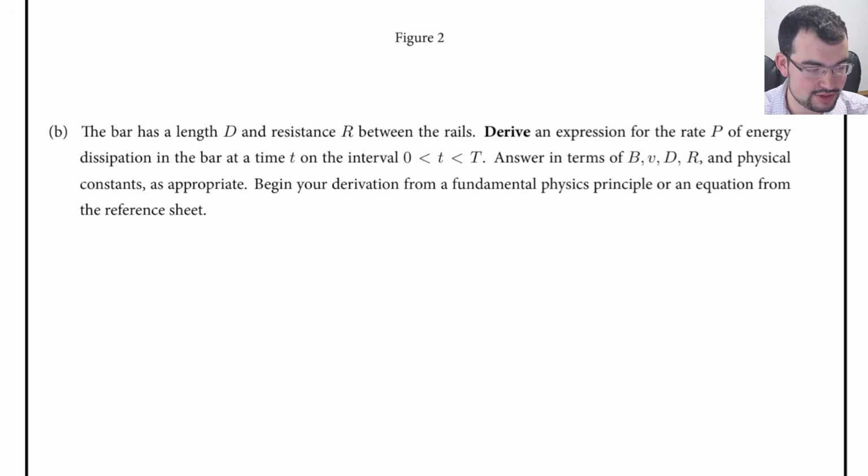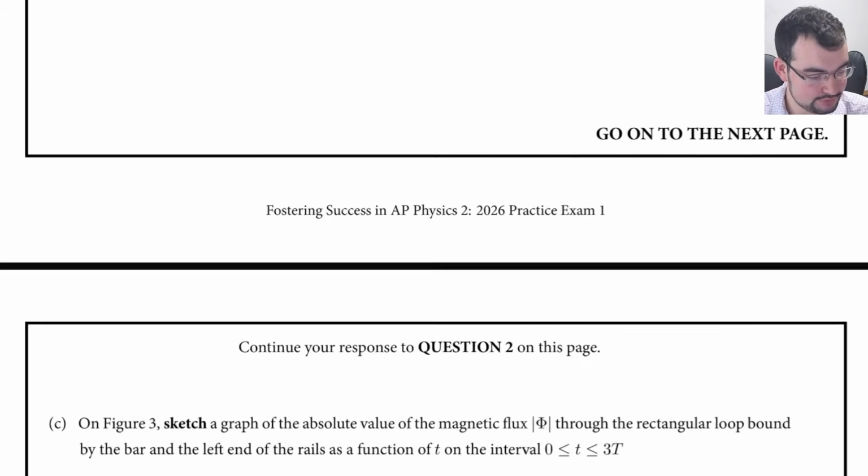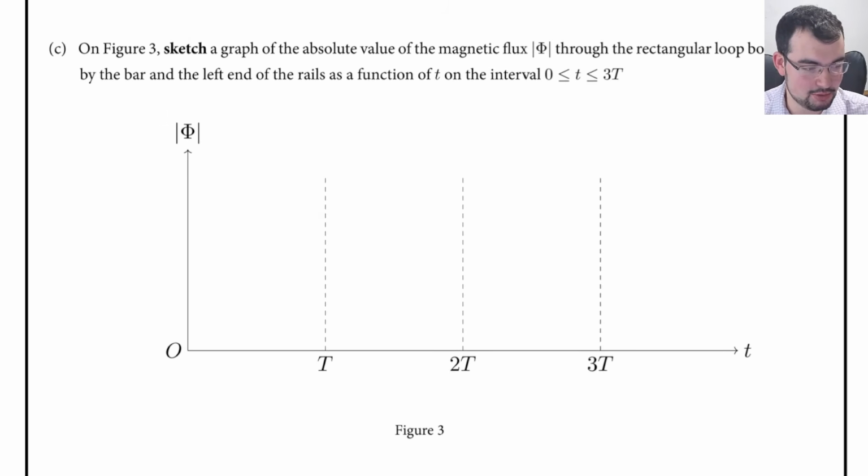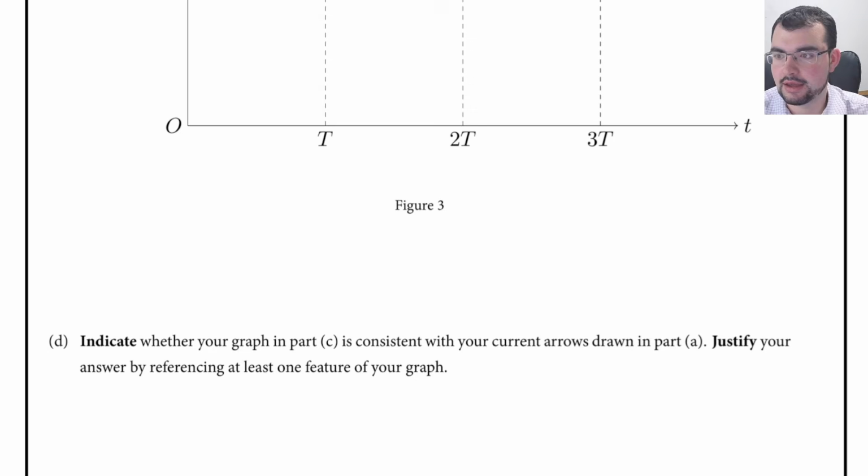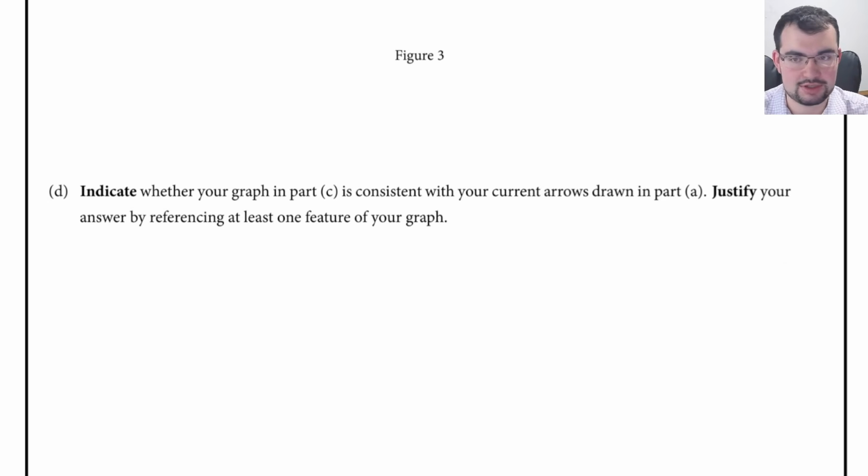Then part B has us derive an expression for the power dissipated by the bar at a certain time interval. Part C wants us to graph the magnetic flux through the loop bound by the bar and the left side of the rails. And D just asks us the classic consistency question.